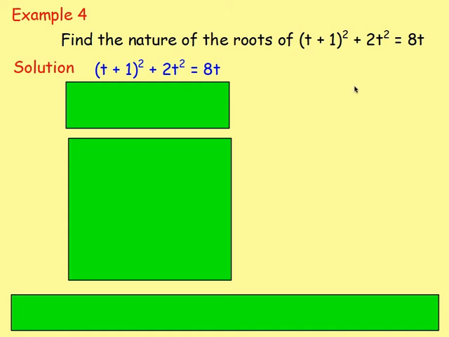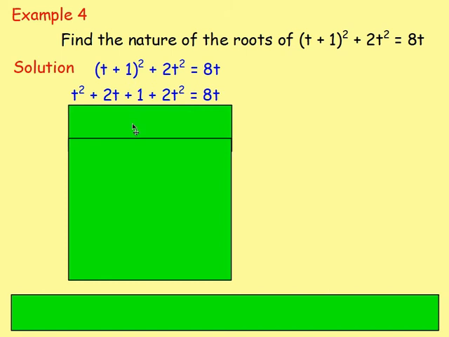Again, this doesn't look the best. It's kind of ugly right now. So what you've got to do is get it into that form of ax squared plus bx plus c equals 0. And to do that, you multiply out the brackets. So t plus 1 squared means t plus 1 times t plus 1. Multiply all that out and you get t squared plus 2t plus 1.